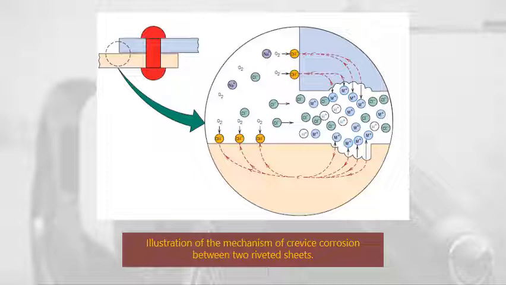This is an illustration of the mechanism of crevice corrosion between two riveted sheets. As you can see here in the larger view of this section of the riveted sheets, you can find that in between the surfaces, there's actually crevice corrosion happening.